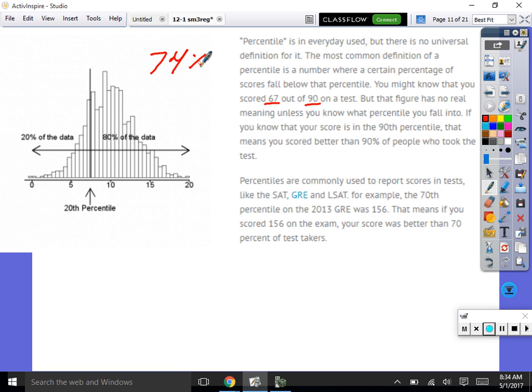So it says percentiles are commonly used to report scores in tests like SAT, GRE, or LSAT, the law school entrance exam. For example, the 70th percentile on a 2013 GRE was 156. So you know, okay, I got this score, so I scored within the 70th percentile, so 70% of students scored at me or below me, which isn't bad, but not the best either. So that's how it is. It's really cool.